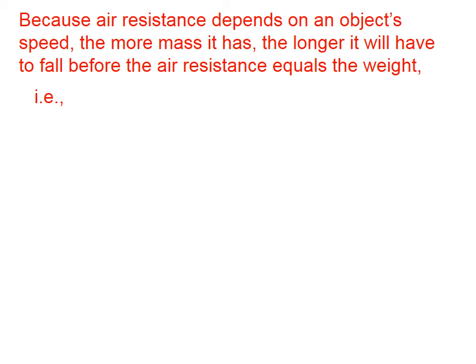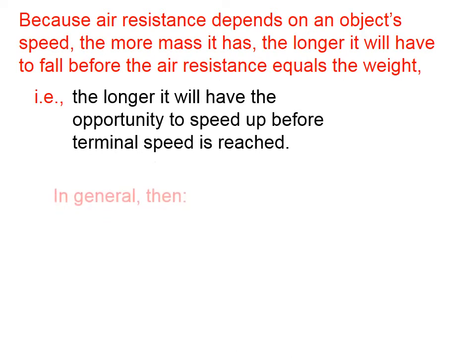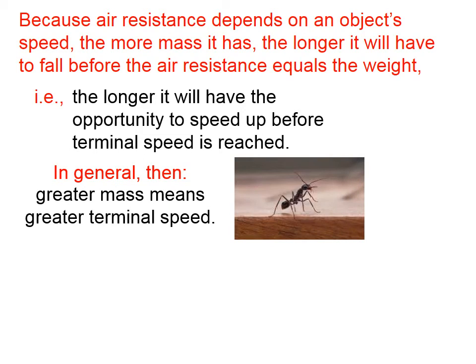Because air resistance depends on an object's speed, the more mass it has, the longer it will have to fall before the air resistance equals the weight. In other words, the longer it will have the opportunity to speed up before terminal speed is reached. In general, then, greater mass means greater terminal speed. Ants do not have a very large terminal speed because they don't have much mass.